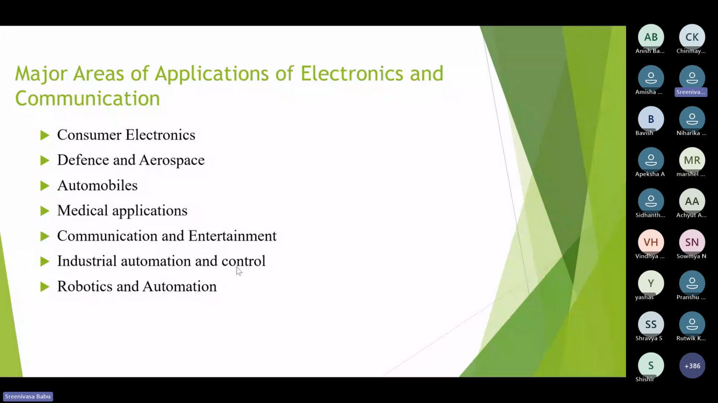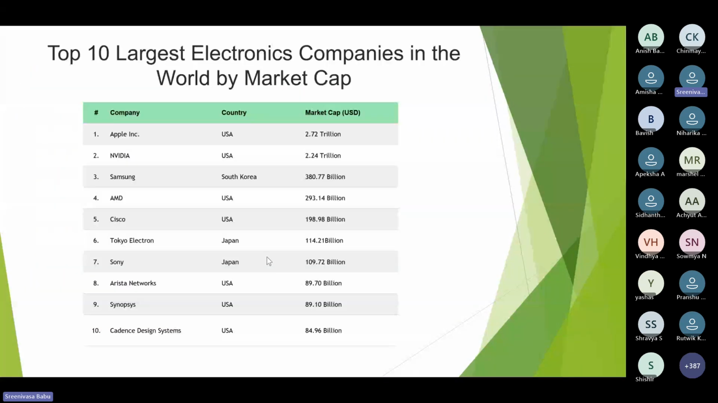You can also control them better, right? And then finally, robotics and automation. These are the major areas of electronics and communication, right? Where EC is used. This is the top 10 largest electronics companies in the world by market cap. You can see all big companies, right? Apple, Nvidia, Samsung, Synopsys. Okay.